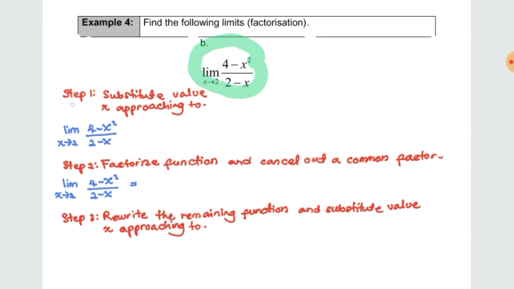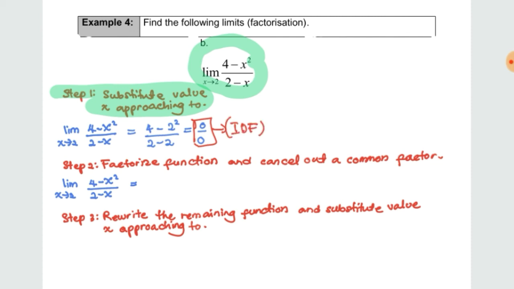For step number 1, substitute the value x approaching 2. So we can see x approaching 2 here, so that means we can substitute 2 for the variable x. 4 minus 2 to the power of 2 over 2 minus 2. So we get here 0 over 0. 0 over 0 here is indeterminate form or IDF. That's why we get the IDF form, and we need to continue to step number 2.